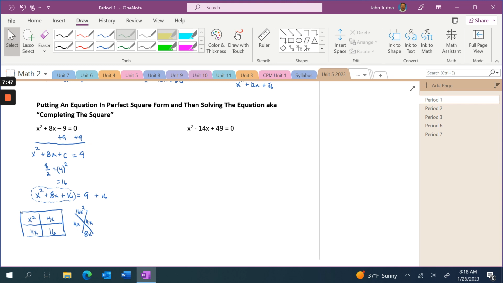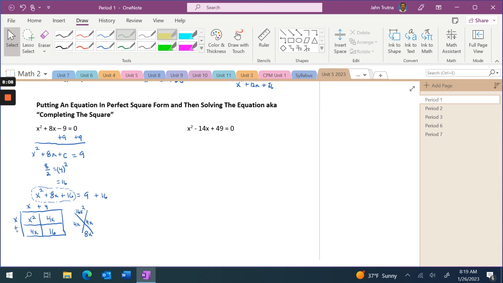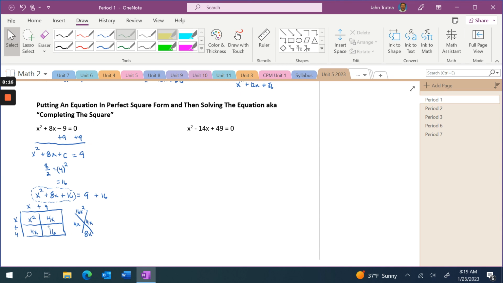And then I fill out the outside top. I'm going to have an x and an x on the outside top and the outside left, because x times x is x squared. Then I fill out the outside top, which would have to be a positive 4, because 4 multiplied with x is 4x. I fill out the outside left, which would also have to be a positive 4. So you could see my factors are x plus 4 and x plus 4.